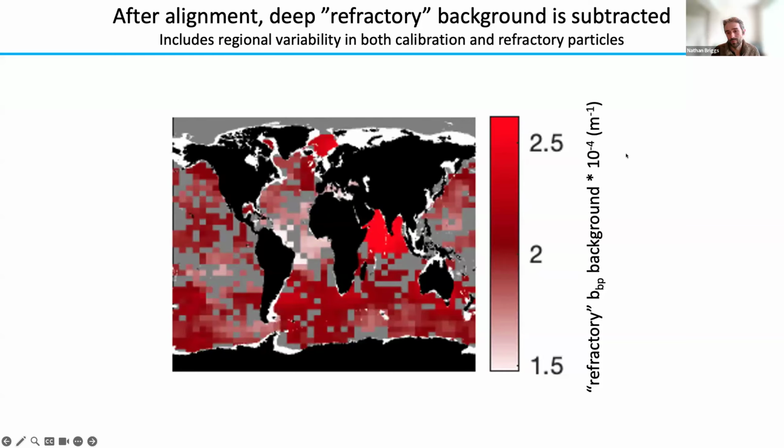So this refractory backscattering correction includes both regional variability in calibration and also regional variability in potentially refractory particle pool. And that could be mineral particles, that could be very fine refractory POC as well, that we don't think is actively involved in the sort of annual pulses of sinking material.